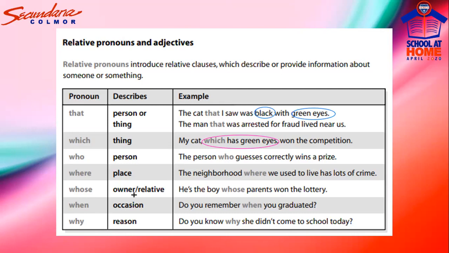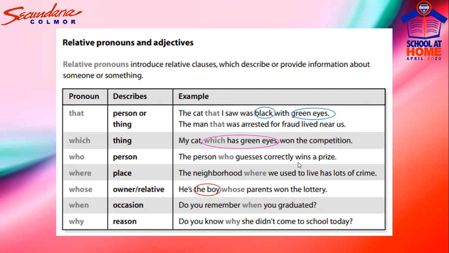So "whose", owner, and relative. He's the boy whose parents won the lottery, okay? So we are saying which boy, not only he's the boy, because it doesn't make sense. He's the boy whose parents won the lottery. Then we have "when", occasion or the time. Do you remember when you graduated? Okay. And finally, "why", reason. Do you know why she didn't come to the school today? So basically, that is a review that I wanted to remind you, okay?